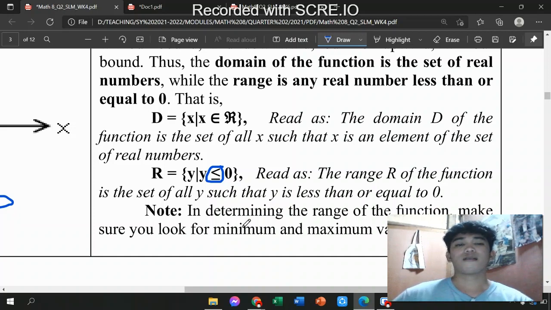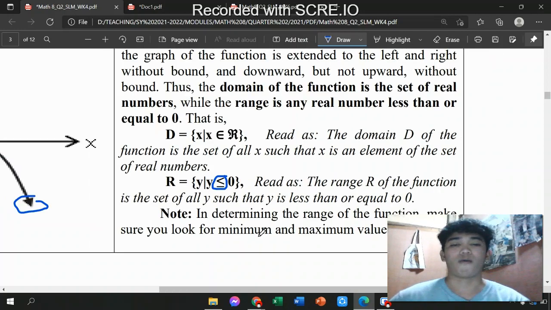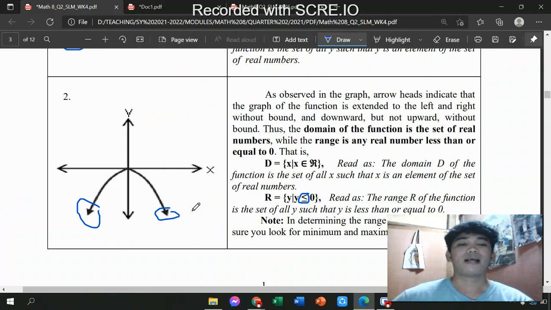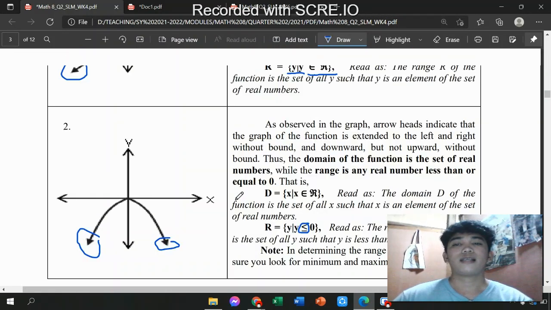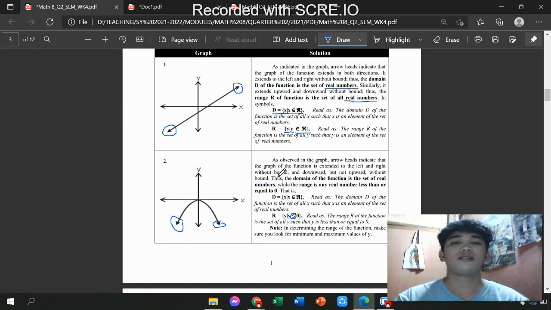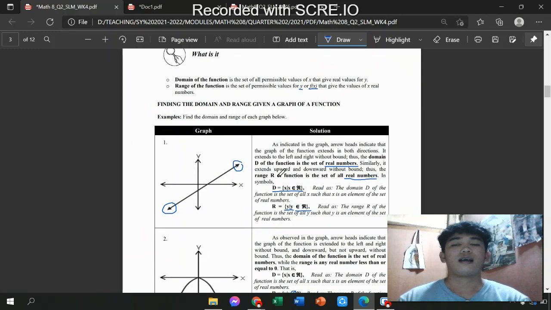Note, in determining the range of the function, make sure you look for the minimum and maximum values of y. So, unsa man atong maximum value ani? 0 ang atong maximum. Kay dili man siya pwede molapas og 0. Sa 0 jud siya hangtod, mao nang less than or equal to 0. So, that is how you identify the domain and range of a given graph.